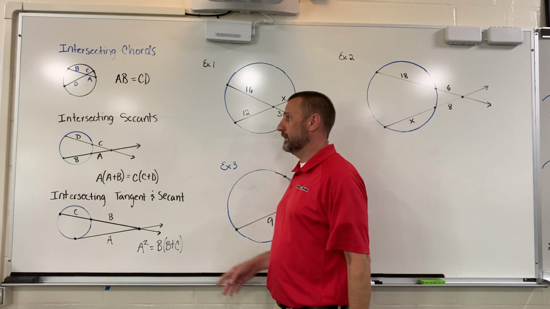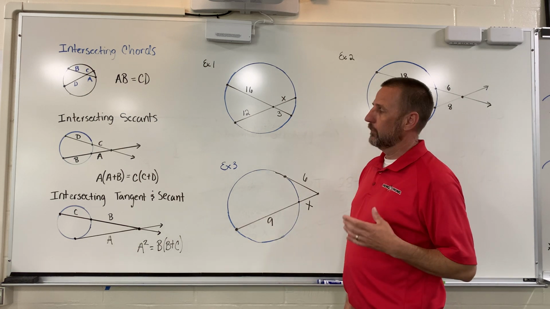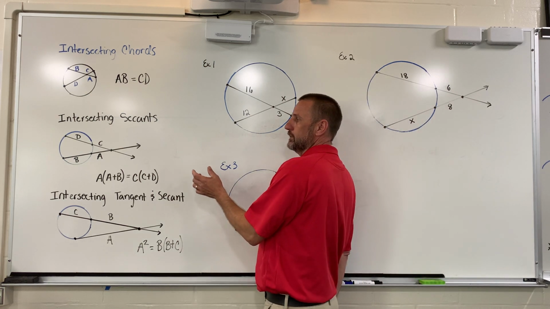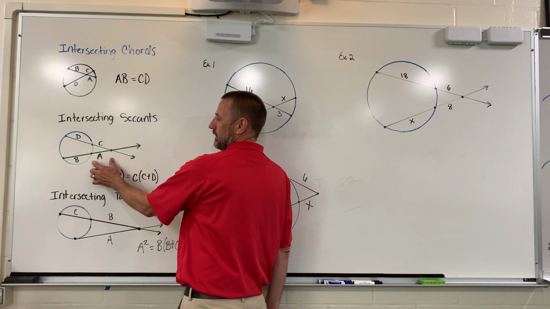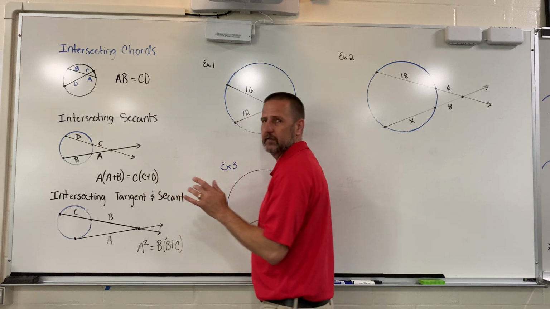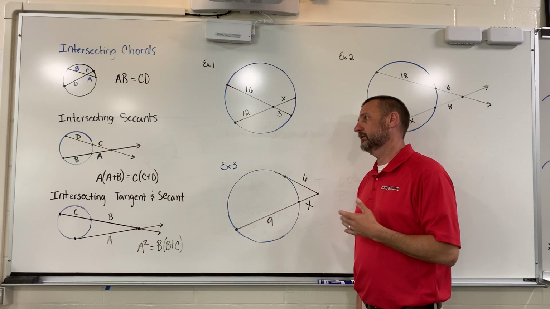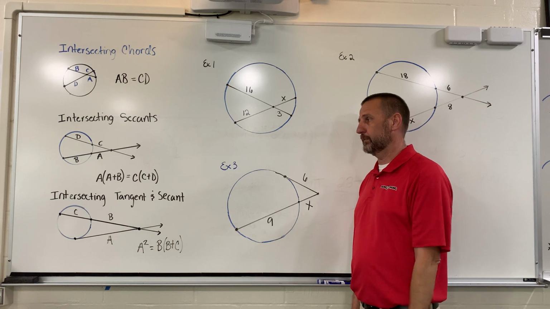The second one is if I have two secants, or lines that go through a circle. When I go to work that one out, I'm taking the part on the outside, multiplying it by the sum of the outside and the inside, and then making it equal to the other secant's outside times the inside and outside put together.